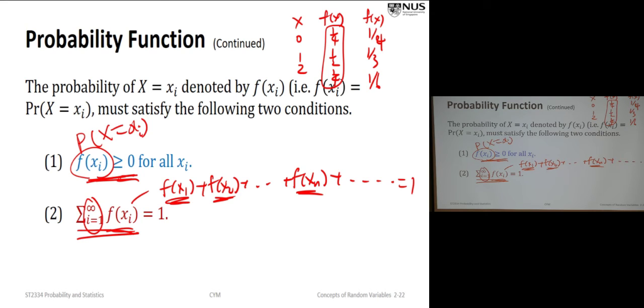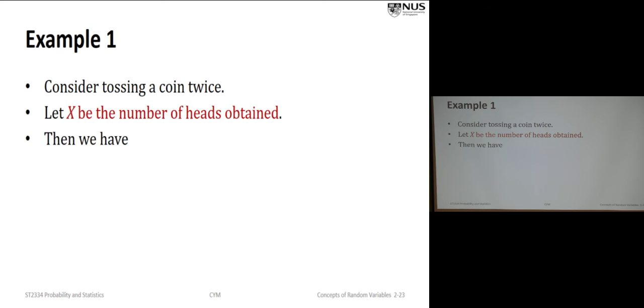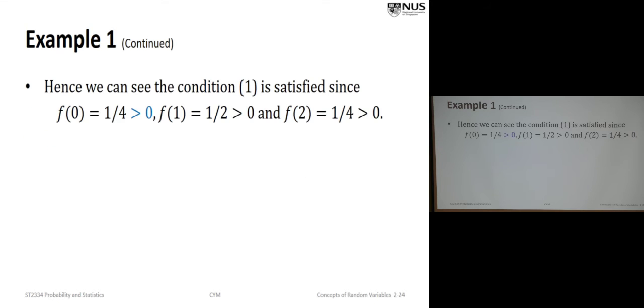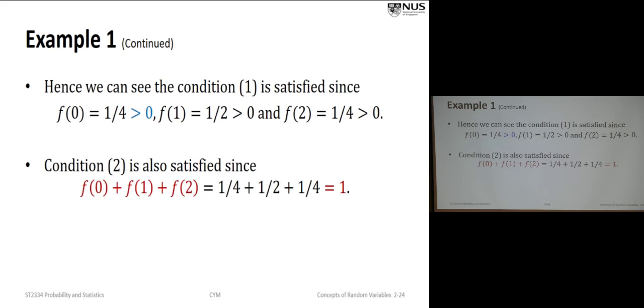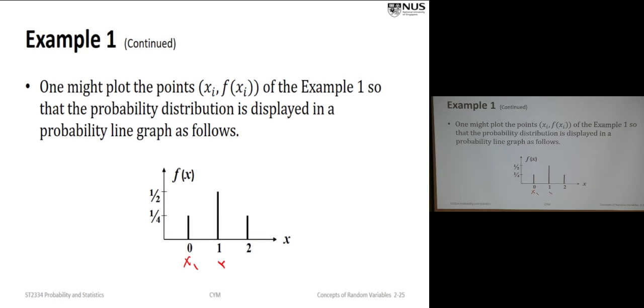All right? Okay, here's an example. I toss a coin. All right? X is the number of heads. So this is a probability. All right? So you can check. So all these are greater than or equal to 0 and they add up equal to 1. And if you plot, all right, these are the x values, x1, x2, and x3. These are the corresponding f of x. So this is a probability graph.